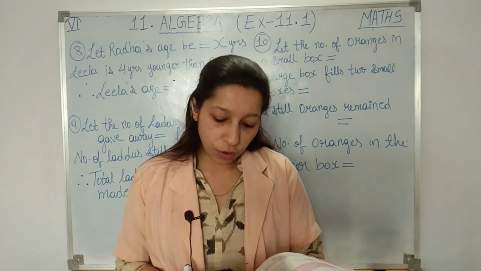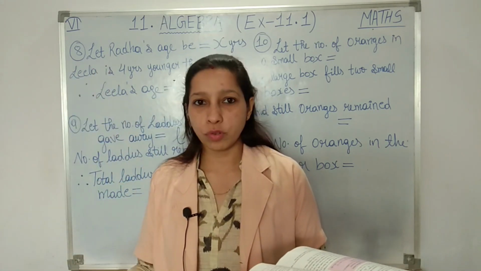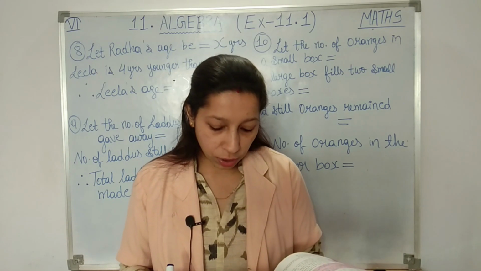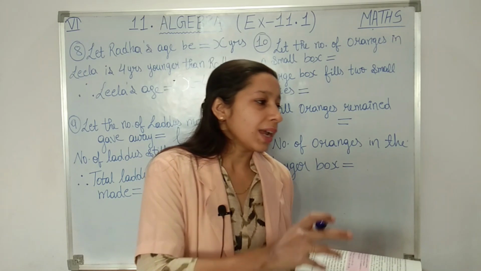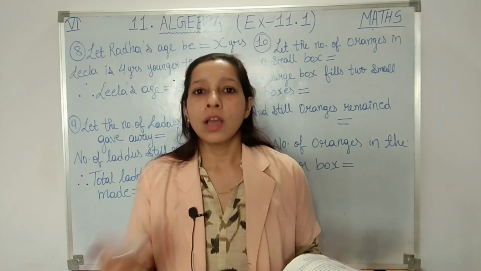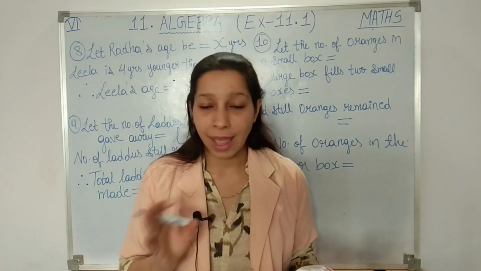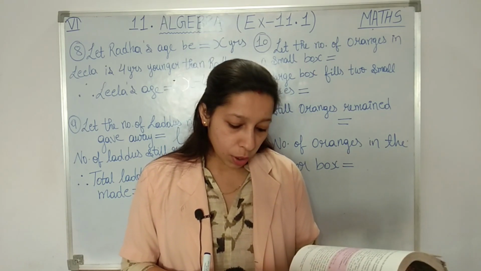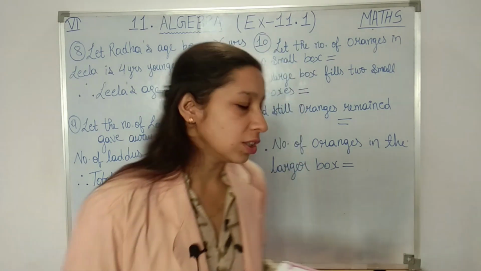Oranges are to be transferred from larger boxes into smaller boxes. So there is a big box, and you have to transfer the oranges from the big box to the small boxes. When a large box is emptied, the oranges from it fill 2 smaller boxes and still 10 oranges remain outside. If the number of oranges in a small box is taken to be x, what is the number of oranges in the large box?